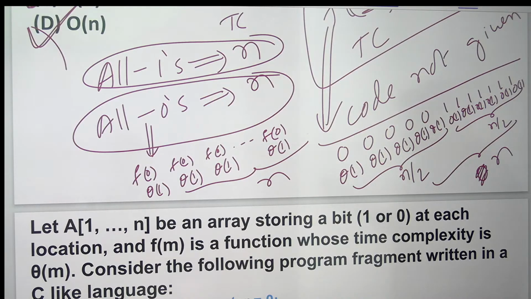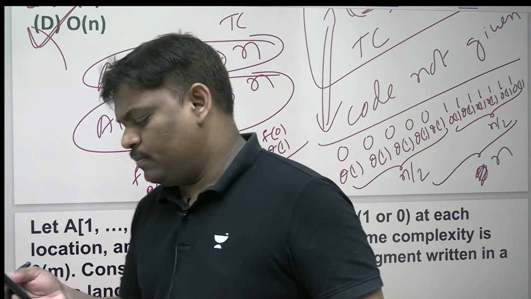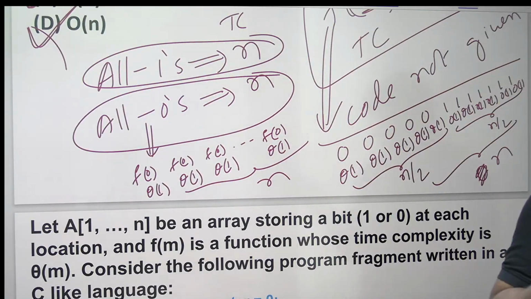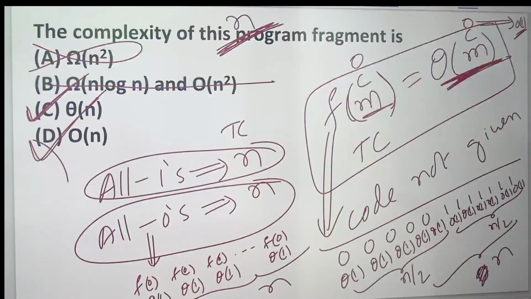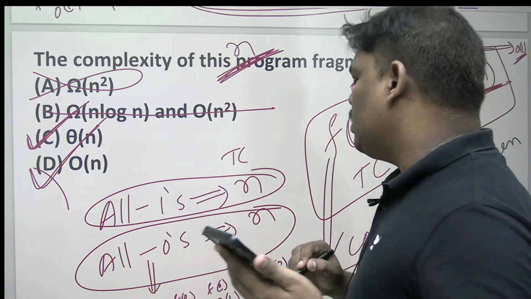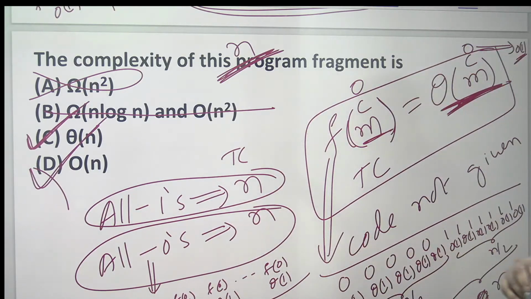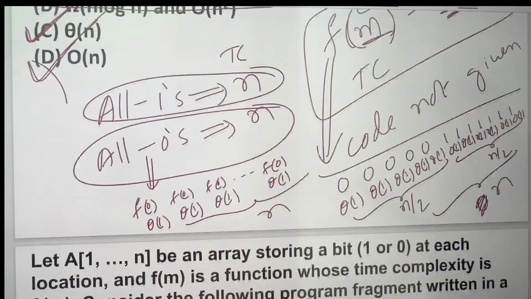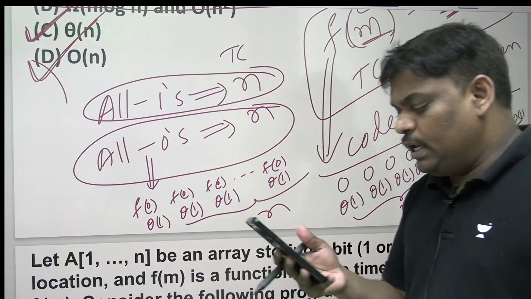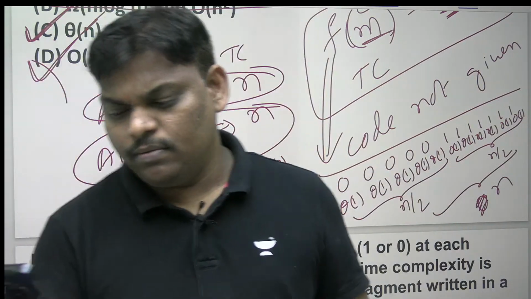Very good question. So answer is option C. All ones also n, all zeros also n, half zeros half ones, then also n. Check, anyone having any doubt? Anyone having any doubt, please let me know.